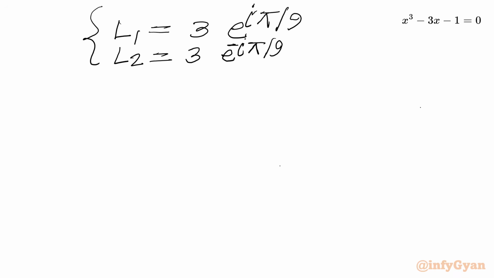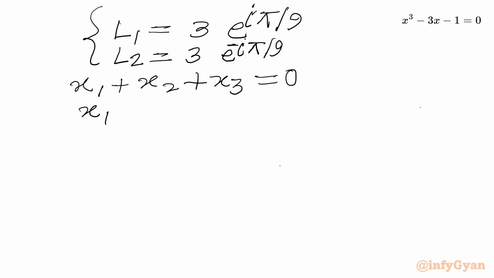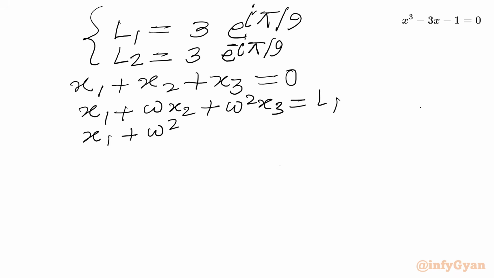Now our target is to find x1, x2, x3. I will write three equations. x1 plus x2 plus x3 is equal to 0. The second equation is L1, so x1 plus omega x2 plus omega square x3 is equal to L1. And the third equation is L2, so I will write x1 plus omega square x2 plus omega x3 equal to L2. Now we have to solve for x1, x2 and x3.